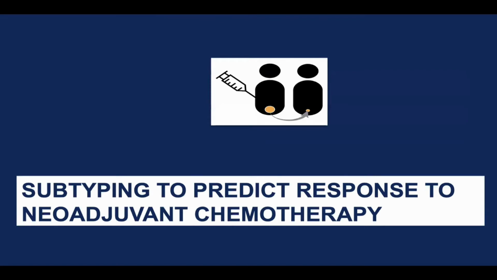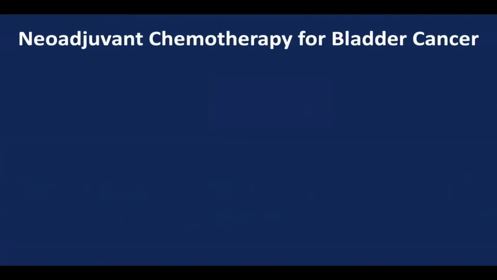So let's move on from how subtyping in the context of neuroendocrine selects out one group of patients who have a different biology than the rest and very poor prognosis, and there's a need there to understand it better and develop better treatments. But let's look at how subtyping can predict response to neoadjuvant chemotherapy.